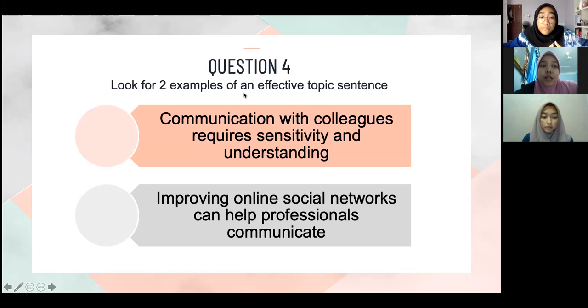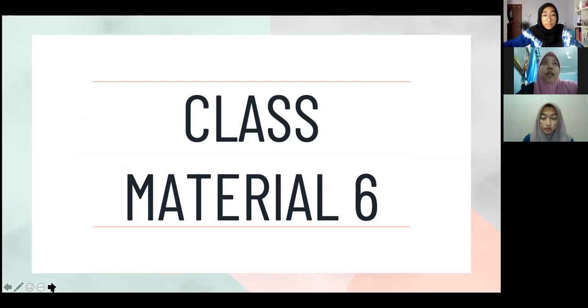The next sentence is: improving online social networks can help professionals communicate. The topic is improving online social networks, and the controlling idea is can help professionals communicate. Okay, next. We will continue with class material 6.